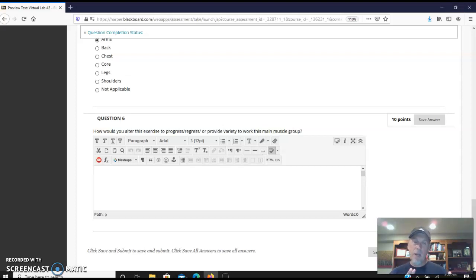So how would you make the exercise more challenging? What different modalities would you use to make it more challenging? Or if perhaps you had somebody come in who was prehab rehab, instead of doing a selectorized piece of equipment, what other piece of equipment could you use to regress that person to an appropriate work level?